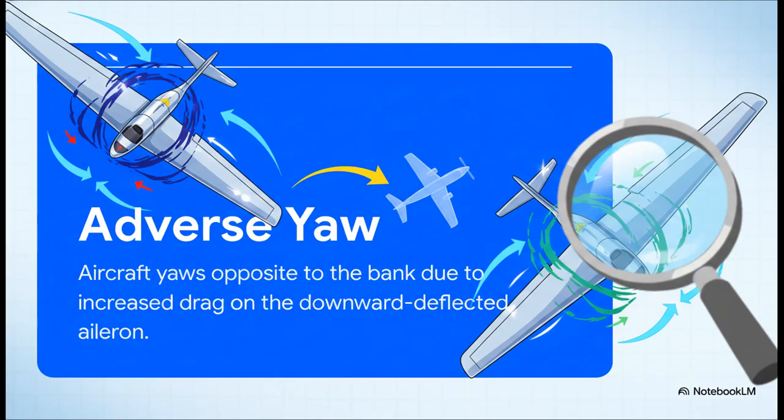That downward deflected aileron on the left increases the wing's camber, creating more lift to raise that side. But as we know, a byproduct of more lift is more induced drag. So that left wing is lifting higher, but it's also dragging behind. This literally pulls the nose away from your intended turn. And that right there is adverse yaw. It's especially notorious at low airspeeds and high angles of attack.